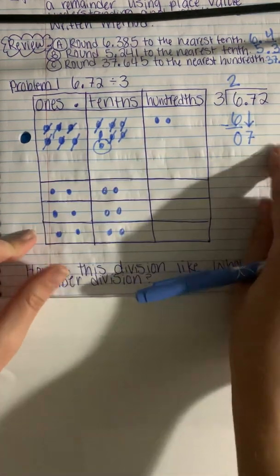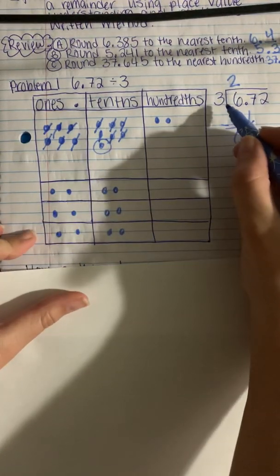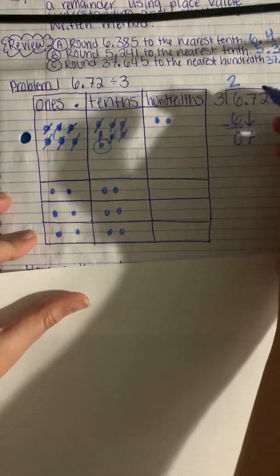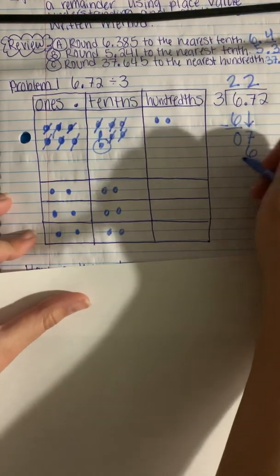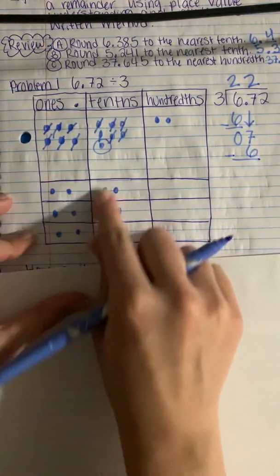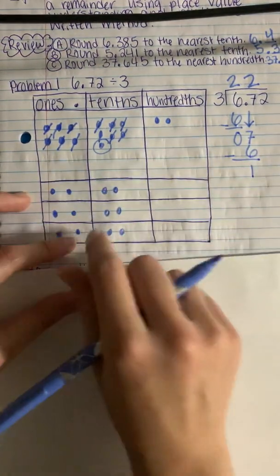Let's pause and go to our standard algorithm to see what we might do with that. How many times does 3 go into 7? 2 times. 2 times 3 is 6. Here are the 6 that we're subtracting out that we shared, and I have 1 left over.